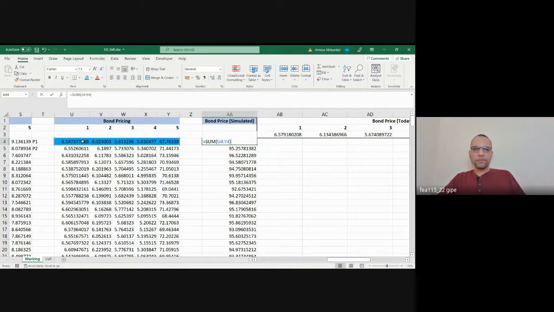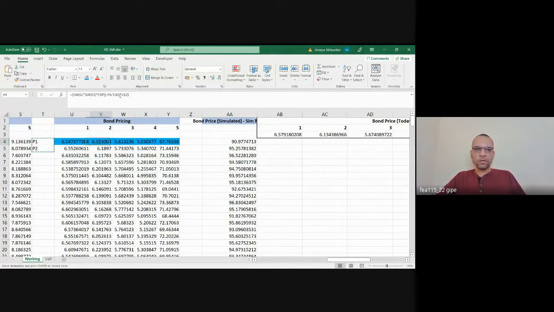Again, if I just hit F2, you'll see that I've simply added up these things. So I've just kept the calculation simple. I've done the PV calculations here, and I've simply summed them up in this separate column. So this becomes my bond price, or what we call a simulated MTM, as we did yesterday. So this is actually my P1, P2.